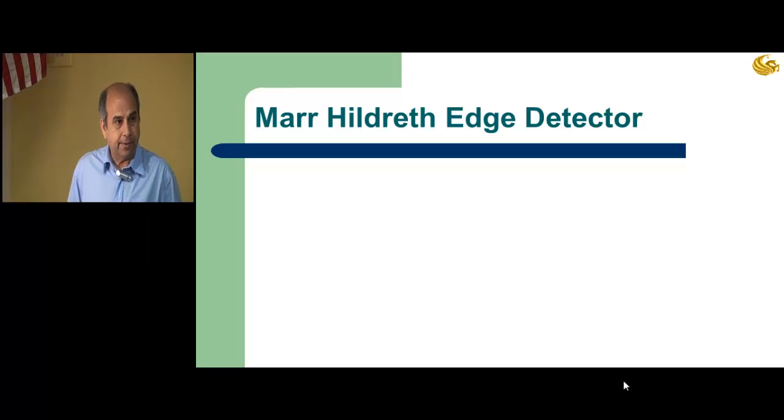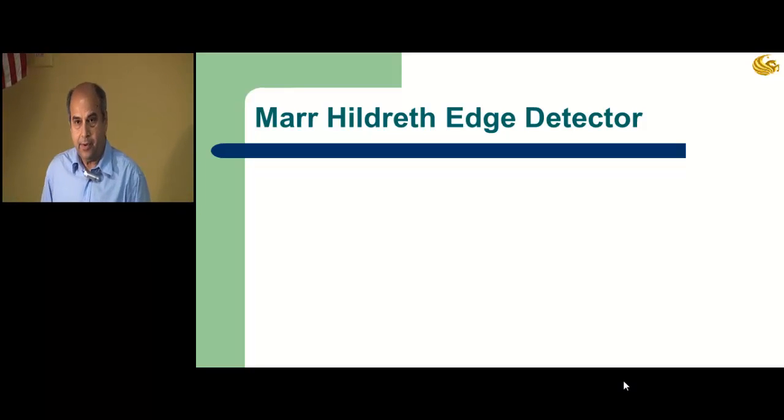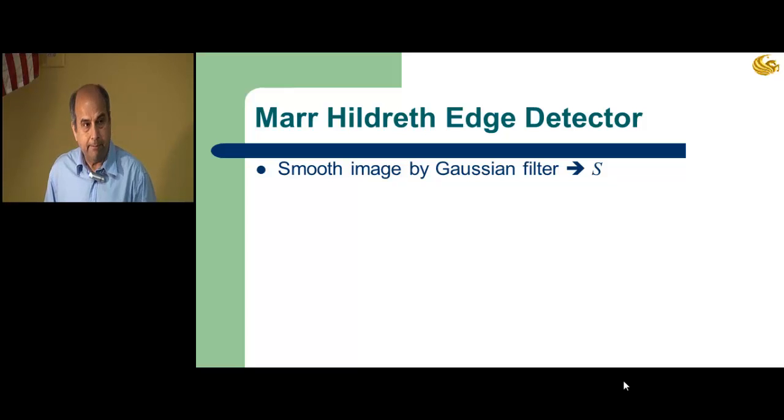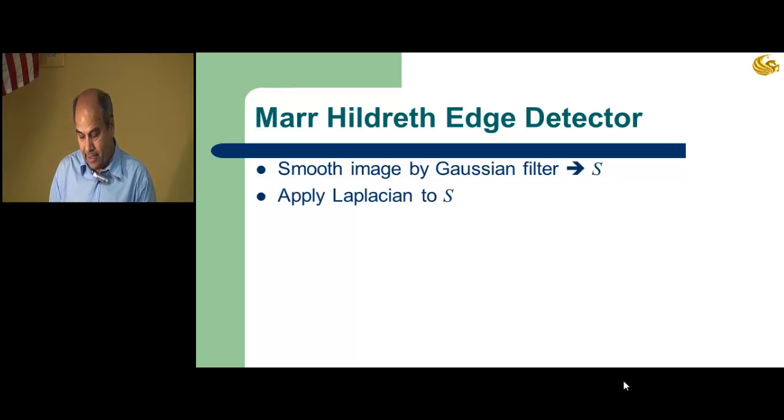So we are going to talk about the Marr-Hildreth edge detector, and this is one of the good edge detectors historically, as I told you last time. But the basic operations are similar. It will do the smoothing by Gaussian to remove noise, and then after smoothing, we will get S function, and then we will apply Laplacian to that.